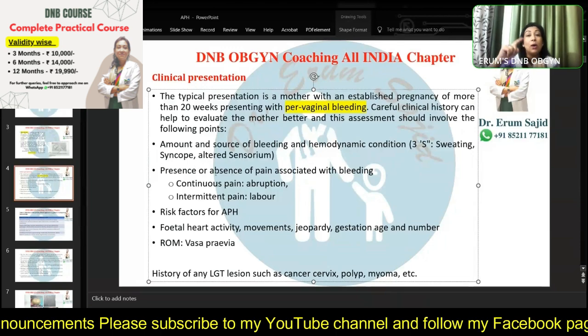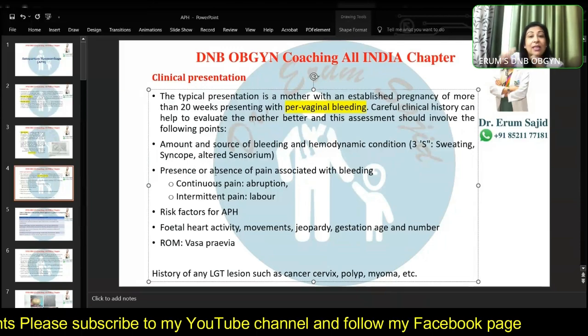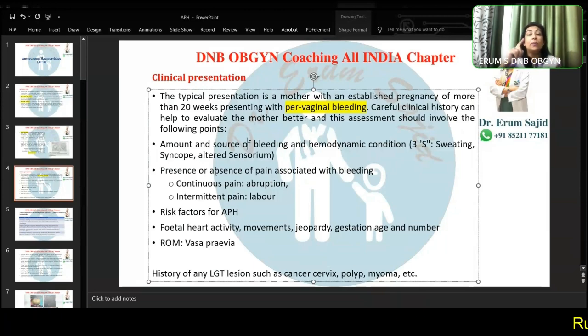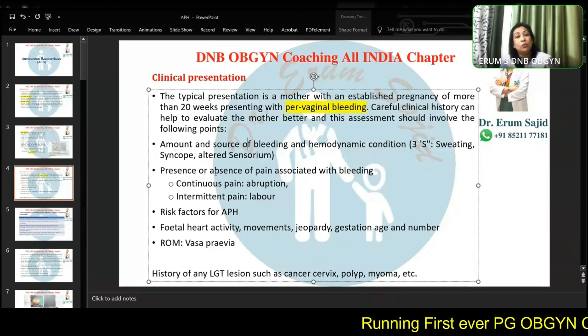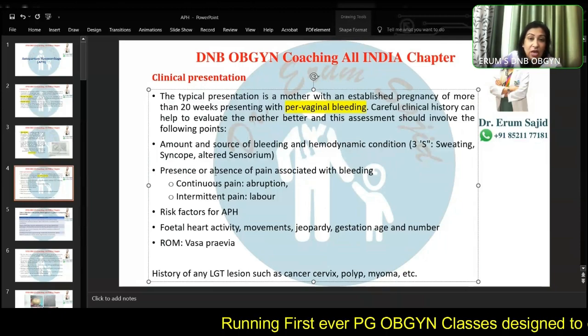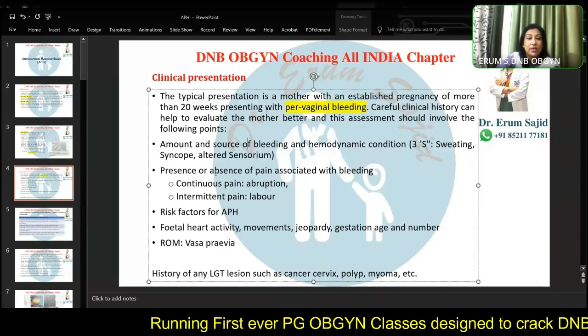What you need to know is the amount of bleeding, the source of bleeding, and the current hemodynamic condition. So there are 3 S: sweating, syncope, and altered sensorium. So the patient is gasping, sweating, she's about to faint, there's altered sensorium, that means she's lost a lot of blood. So such a patient has to be taken on priority basis, always.